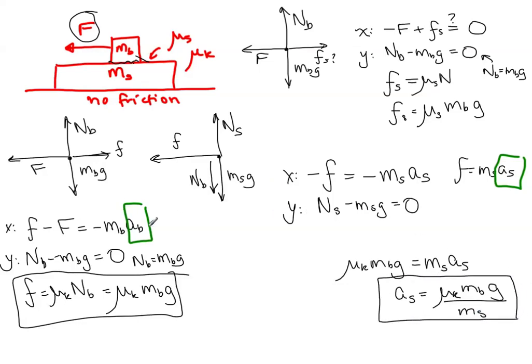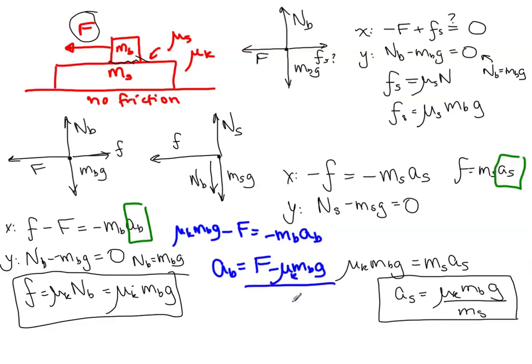And then to find the acceleration of the block, we look at this equation. We know everything in here except for the friction, and the friction is this. So I can rewrite this. Instead of F, I'm going to write mu sub k, mass of the block, times gravity. That's friction. Minus the pushing force is equal to minus mass of the block, acceleration of the block. And I can solve that. Acceleration of the block is equal to the pushing force minus the friction, that's mu sub k, over mass of the block. And there you go.